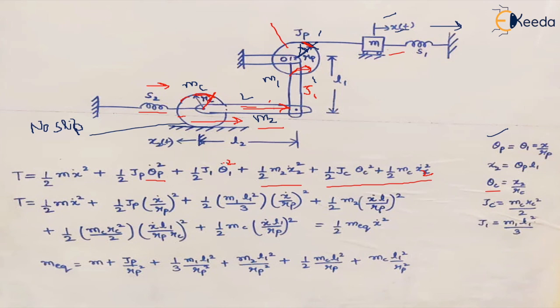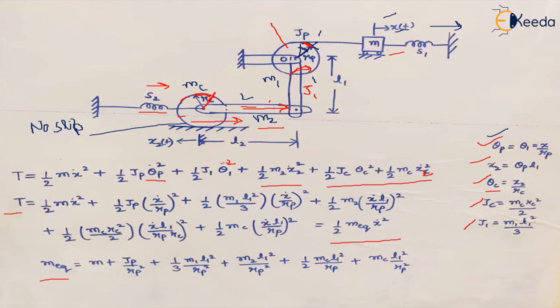So we can replace the values of theta p, x2, theta c, Jc and J1 in this way. Basically what we are doing is saying that the total kinetic energy of the system is equivalent to some mass with linear velocity x dot square. So we can equate all the mass terms, and this is the equivalent mass that we get for this system.